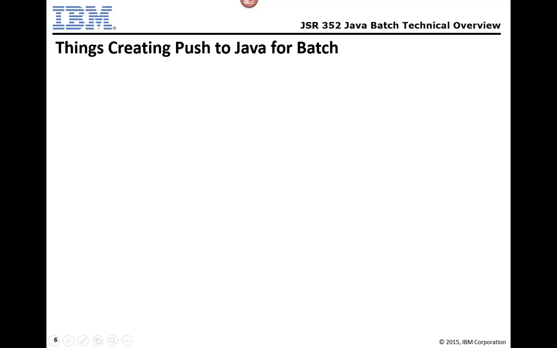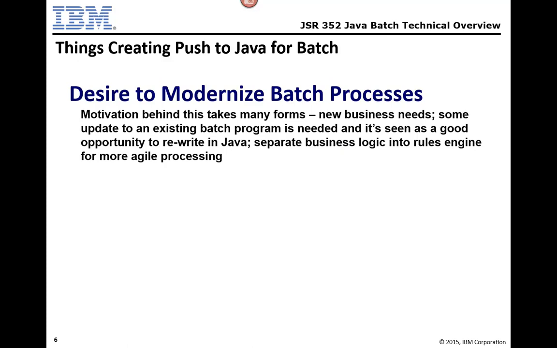We see three things behind the move to Java for batch processing. The first is a desire to modernize batch processing. This is not just a buzzword. By modernize, we mean engineering batch processing to take advantage of more modern technologies. Sometimes that's as simple as a new batch requirement coming up and a decision to write the new program in Java. Other times it involves incorporating a rules engine, such as IBM's Operational Decision Manager, to separate business decision logic from the batch program's processing logic. Whatever the trigger, the desire to modernize batch processing is becoming very common.